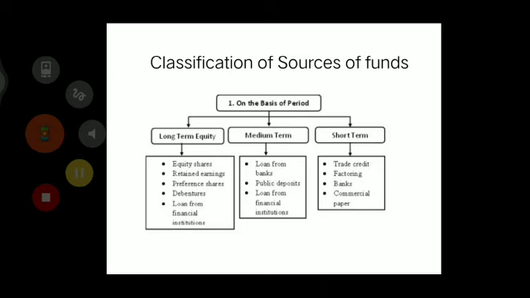For example, equity shares, retained earnings, preference shares, debentures, loans from financial institutions and banks, they can all be called as long-term sources of funds. We'll come to each one of them in detail after we classify them first. Whereas medium-term loans from banks, the company can borrow loans from banks for a medium term, as well it can issue fixed deposits in the medium term, or it can get loans from financial institutions.